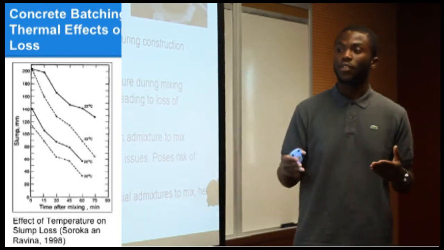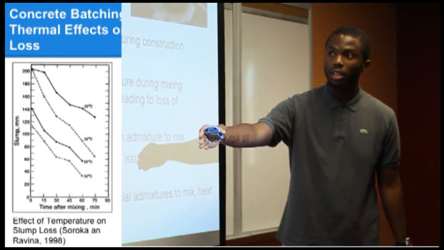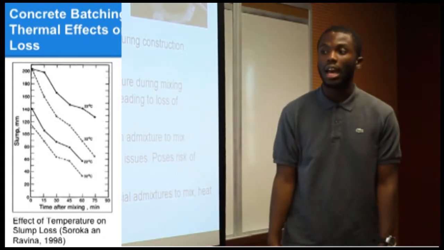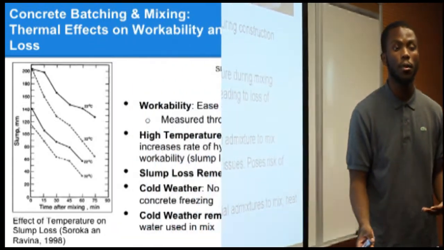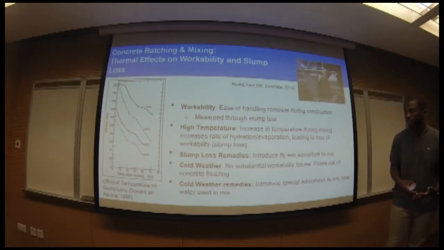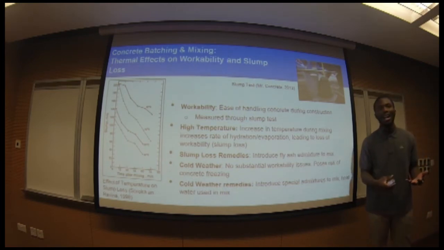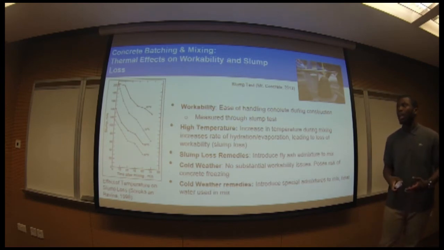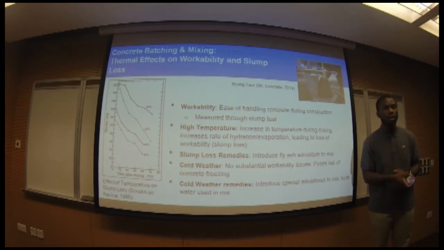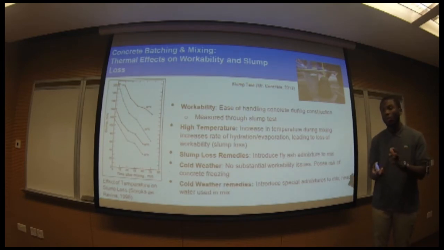And you can see in the figure that as the temperature is higher, your slump is being lost even more. Some remedies for slump loss include introducing a fly ash admixture to your concrete mix during the mixing stage. Another thermal effect to look at would be cold weather mixing. There's no substantial workability issues, however, this poses the risk of concrete freezing throughout that mixing stage.